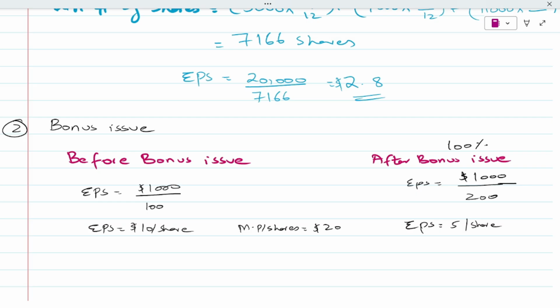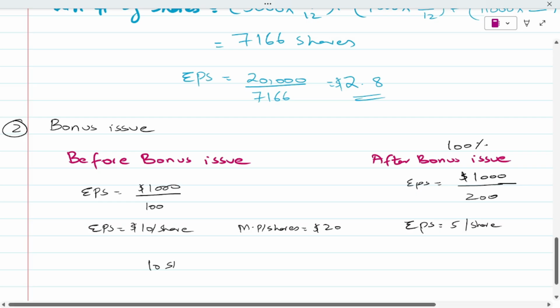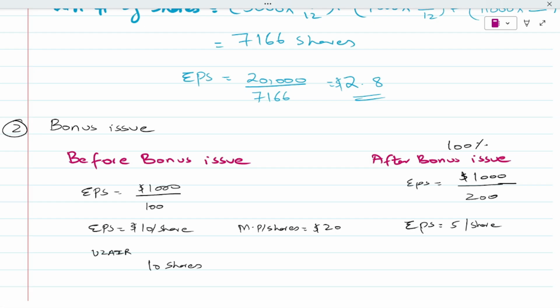it's not. Why? Because the overall market price does not affect the wealth of the shareholder. Now, whatever I just said, let me clear this with the help of the same example. So we know that before the bonus issue, the EPS was $10 per share, the market price per share was $20, right? Which means that, for example, let's take a number, let's say I have 10 shares in the company. I'm just taking this as an example, that I am Uzair, and I as an individual hold 10 shares in this company.